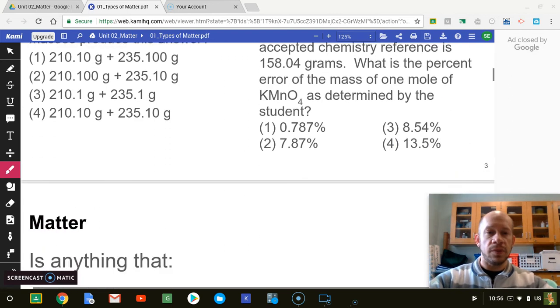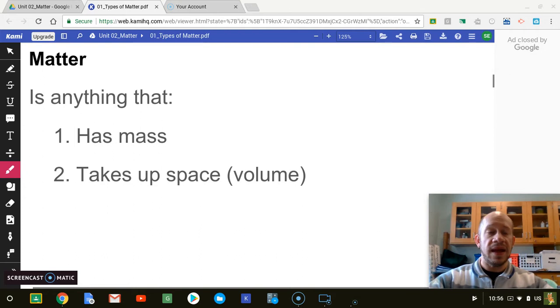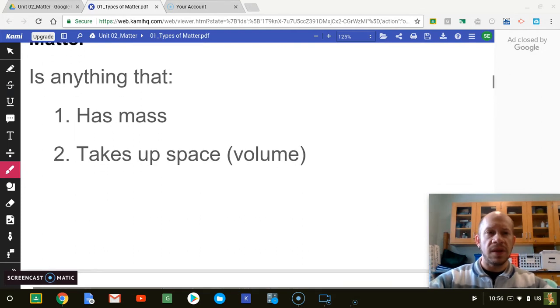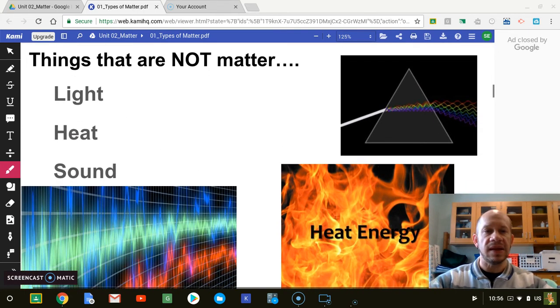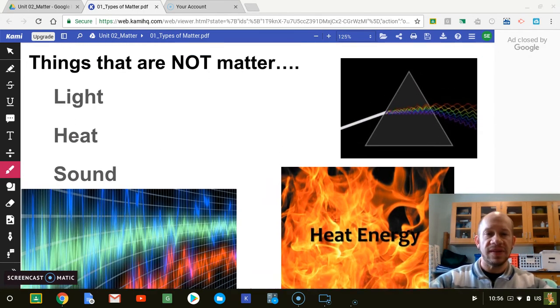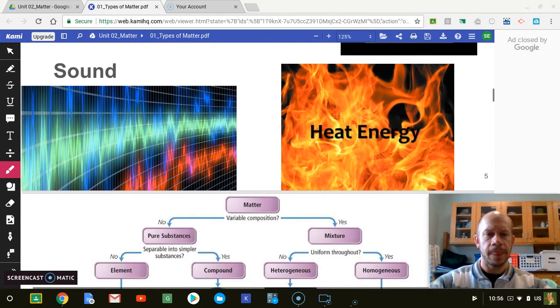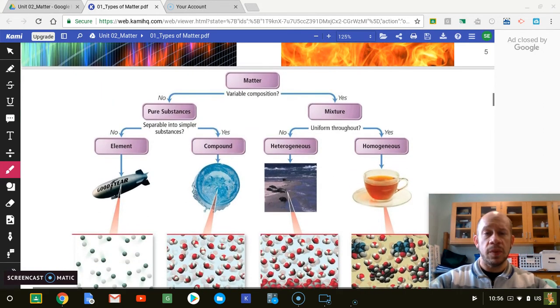So, you've heard the term matter before. Matter is defined as anything that has mass and takes up space or volume. Some things that are not matter include light, heat, and sound. Generally, if it's a type of energy, it's not considered matter. We can divide matter in several different ways.